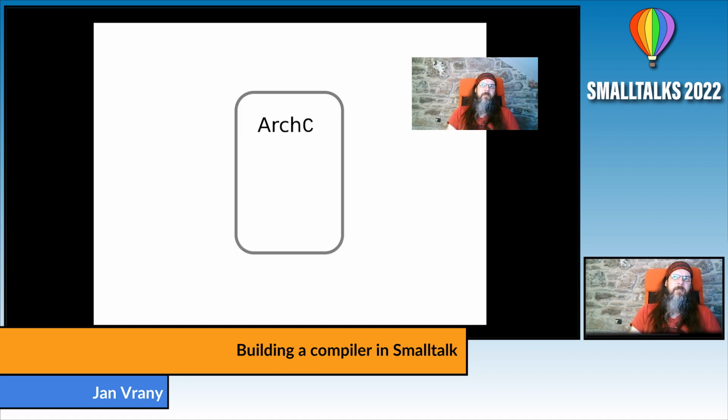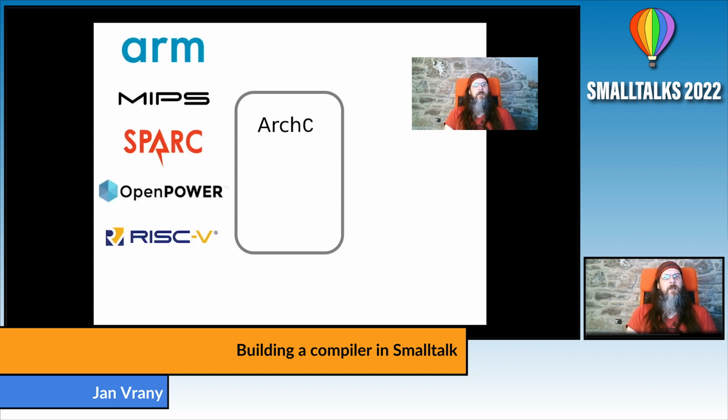Another bit is ArchC. I already said that this is something that gives us a model for different architectures. We do have models of all the classic ones, like ARM, MIPS, Sparc, OpenPower, RISC-V. Those last two are the ones that we use a lot, most of the time, because they are open source. I mean, even the ISA is open source and there are open source cores. So it's a nice architecture to work with because of its openness.